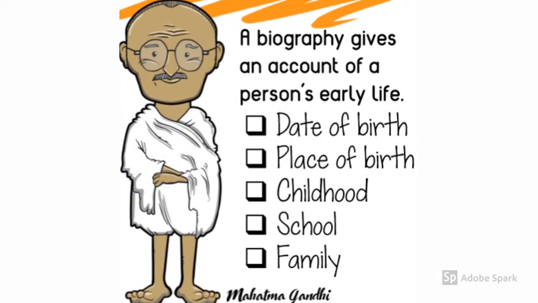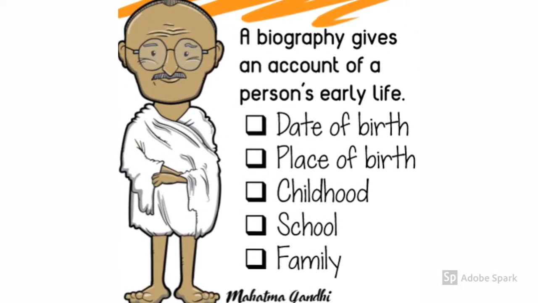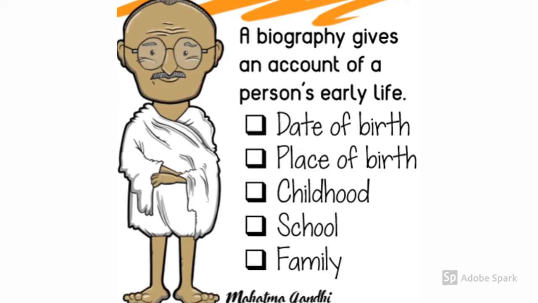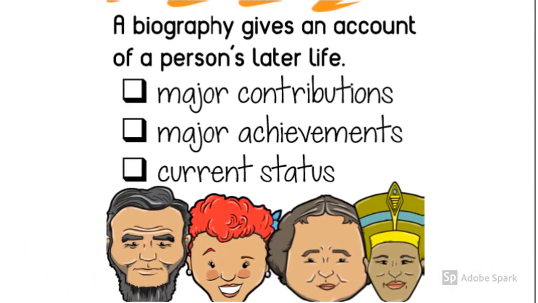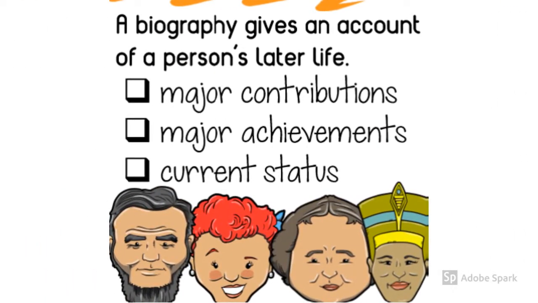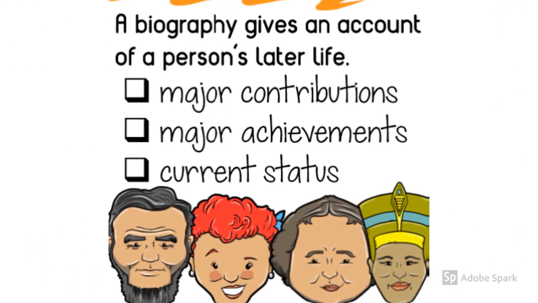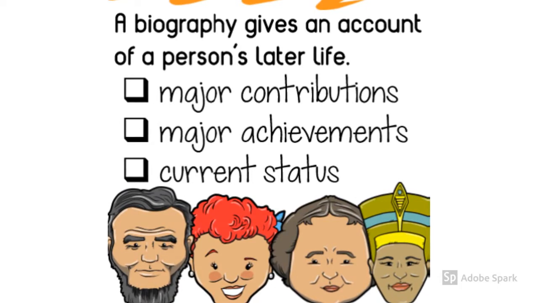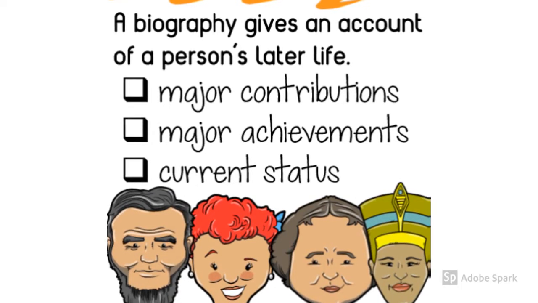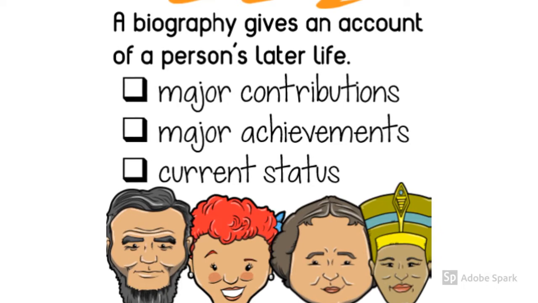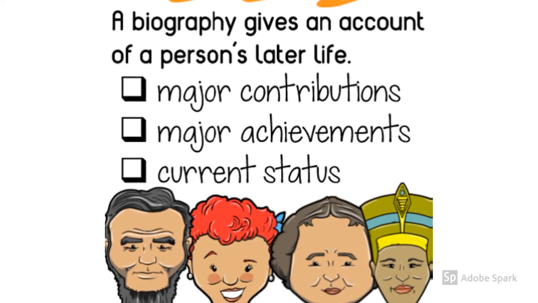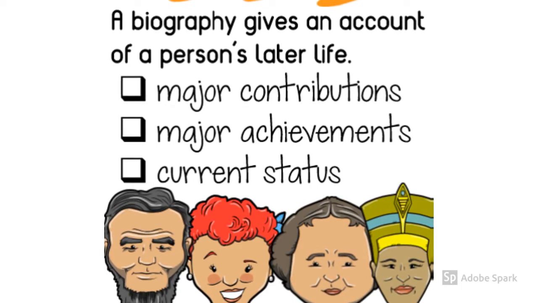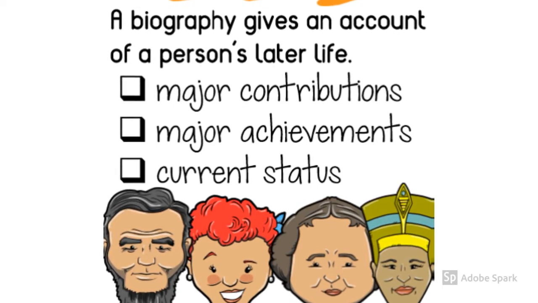A biography gives an account of a person's early life, their date of birth, the place of birth, their childhood, their schooling, and their family. It also goes on to give an account of a person's later life. For example, their major contributions, major achievements, current status, whether they're alive or not, what they did at the end of their lives, if they have died. So it gives you all the important information about that person's life, all in chronological order.